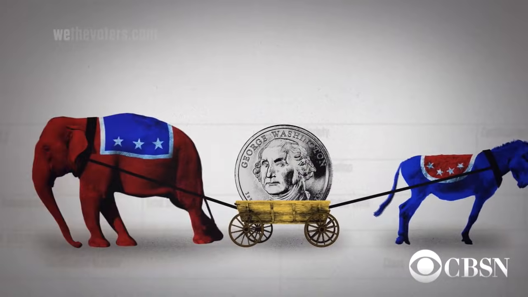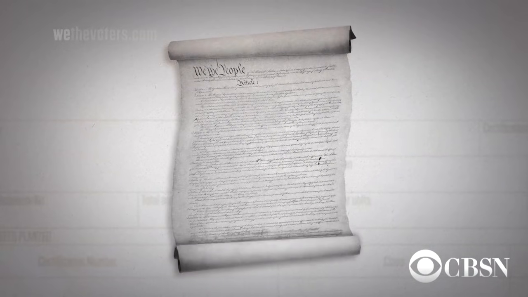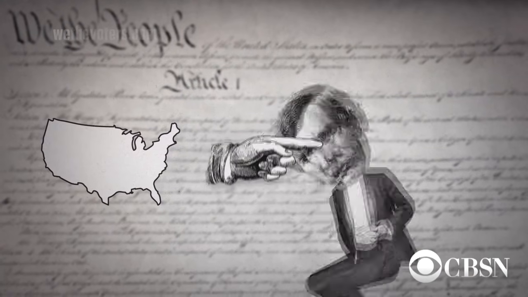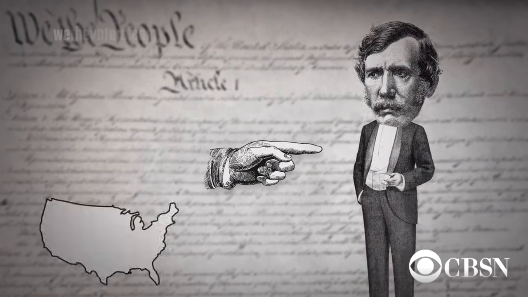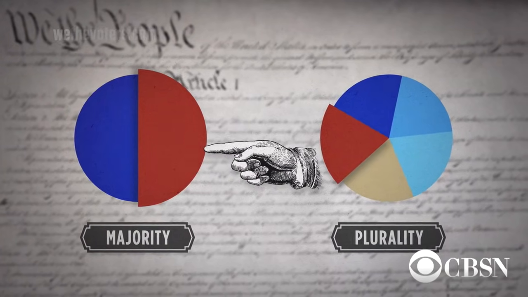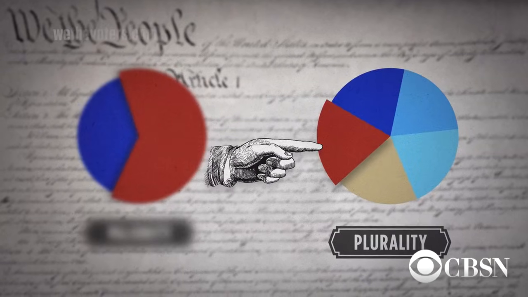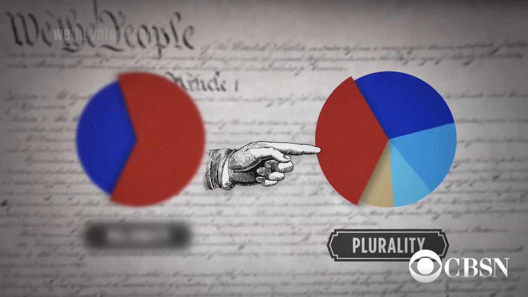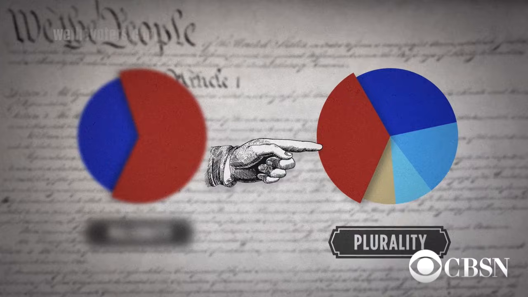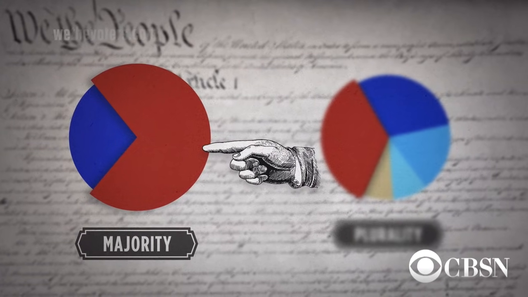Whether intentional or not, the split factions are a byproduct of the electoral process laid out in our Constitution. You see, in American elections, we vote for a single candidate, and if that candidate gets a plurality, not necessarily a majority, he or she wins. A majority is when a candidate has more than half the votes. A plurality is when one candidate receives more votes than any other candidate.